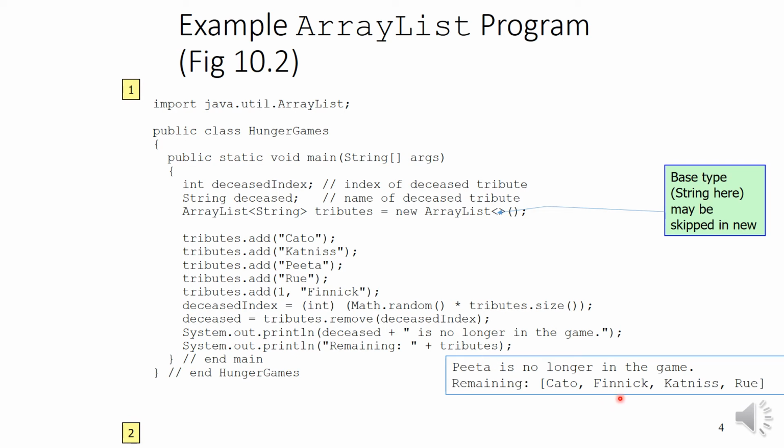When an ArrayList object is concatenated with a string or provided to a print statement, its elements are printed in a comma-separated list surrounded by square brackets.